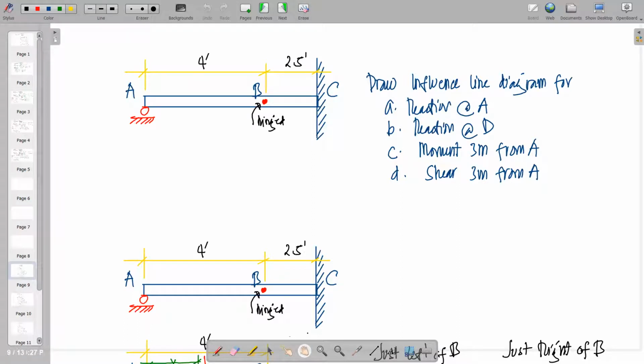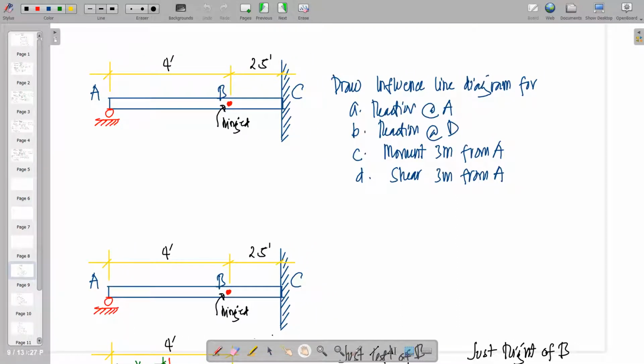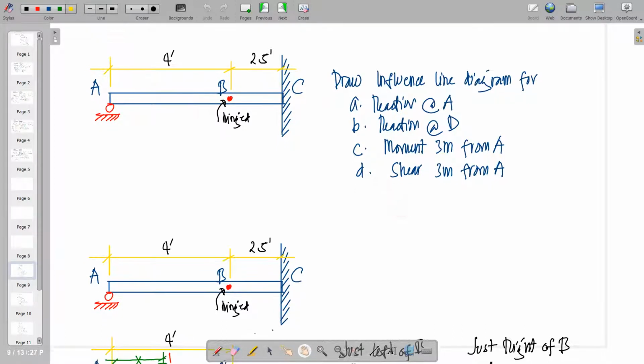Okay, so let us now have this hinge problem. This is a propped beam supported by a fixed support and a roller at the end. The hinge is present at point B. We're going to draw the influence line diagram for reaction at A, reaction at D, and then the moment 3 meters from A and the shear 3 meters from A.